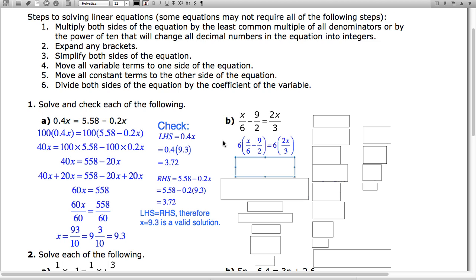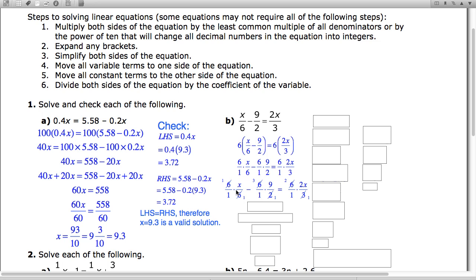So now I need to use the distributive property as I expand the brackets. I'm going to do 6 times x over 6 and 6 times negative 9 over 2. I'm also going to do 6 times the 2/3 x. So you can see that 6 is multiplied across all of the terms. Now I've written the 6 as 6 over 1 because it looks like multiplication of fractions.